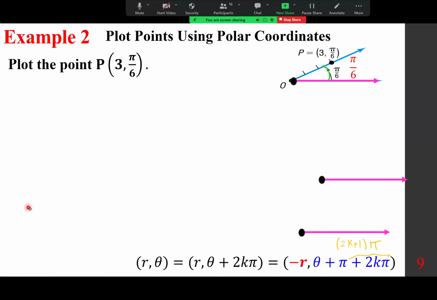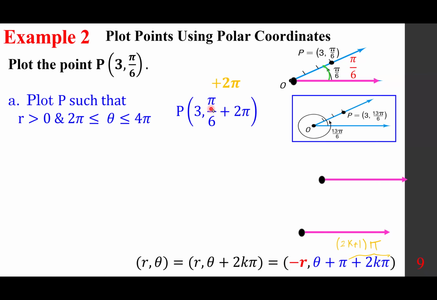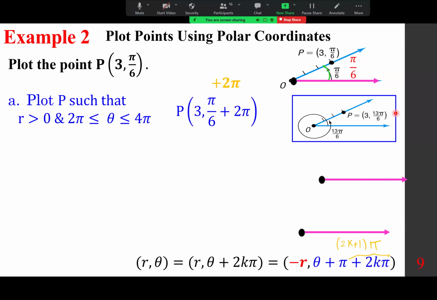You can do that. In any event, part A, plot point P such that r is positive. So we want the same r there. But θ is between 2π and 4π. So this is π/6. This is in the second revolution, if you will. So just add 2π. That's what it means here. Add 2π to what? To the angle π/6. When we do that, 2π is 12π/6. With this one, we get 13π/6. Just to give you an idea. So you get (3, 13π/6). So you have gone a complete revolution and another π/6.